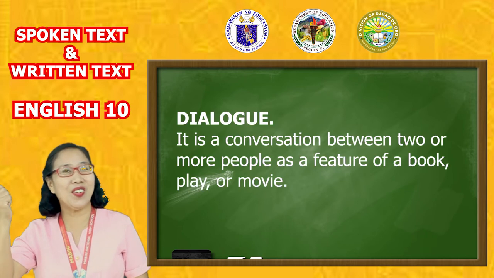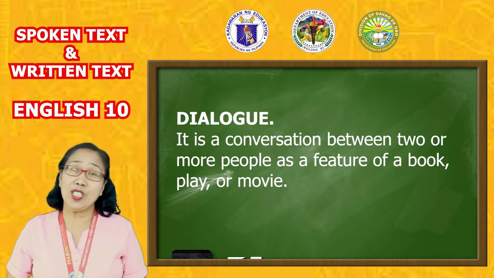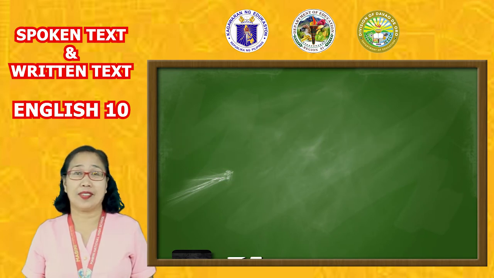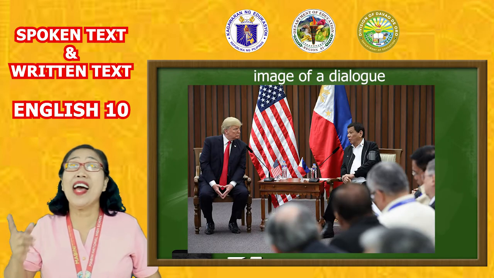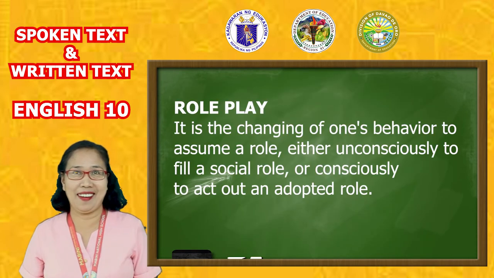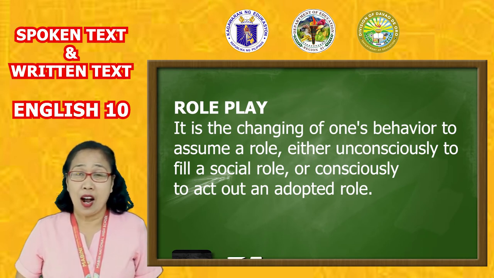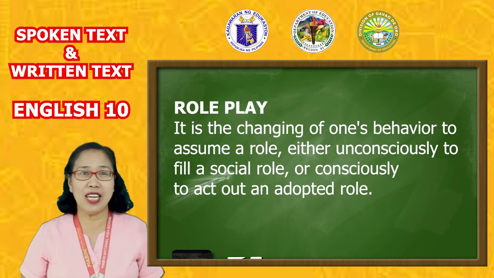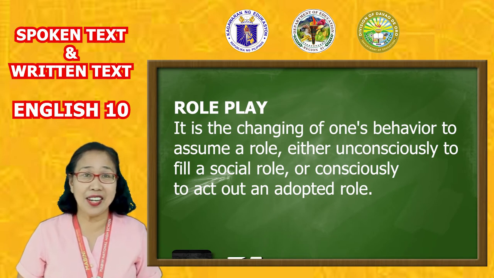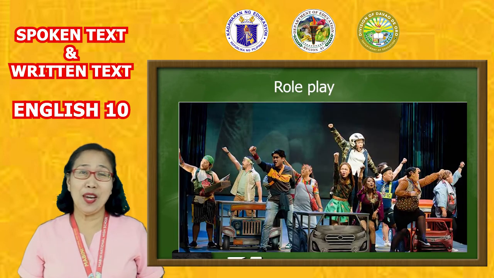Sixth is a dialogue. It is a conversation between two or more people. It is a feature of a book, play, or movie. Here is an image of a dialogue. Seventh is a role play. It is the changing of one's behavior to assume a role, either unconsciously to fill a social role or consciously to act out an adopted role. Role play is shown in the image on the screen.